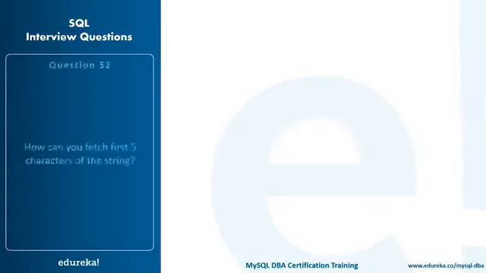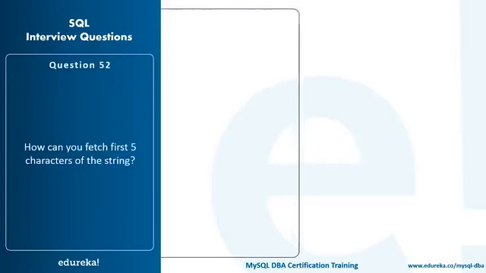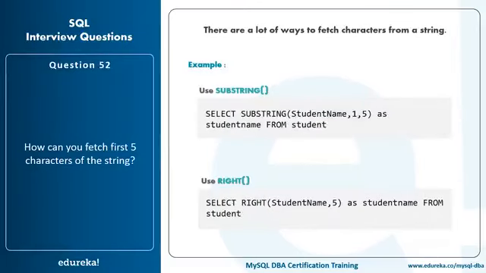Let's move forward with the next question, that is, how can you fetch the first 5 characters of a string? Now there are obviously a lot of ways to fetch characters from a string. So for your understanding, I've mentioned two examples over here. That is, either you can use the substring command or the right command. When you use the substring statement, you can use a statement like select substring(student name, 1, 5) as student name from student.